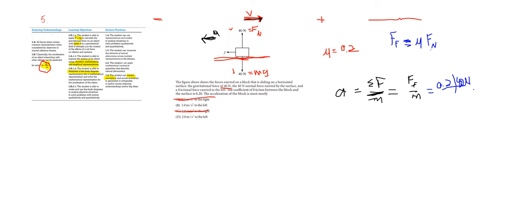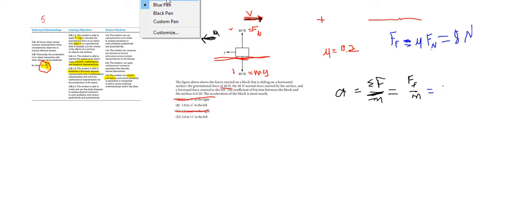If you need a calculator, you need a calculator, but I think of it as a 20% tip on a $40 bill. So 10% of 40 is 4. Double that, that is 8 newtons. And I'm not going to write all this. That is just 0.2 times 40.